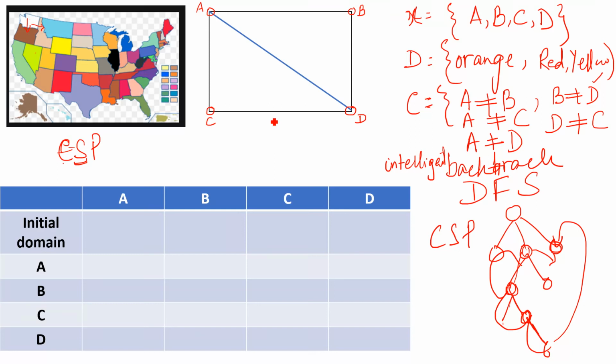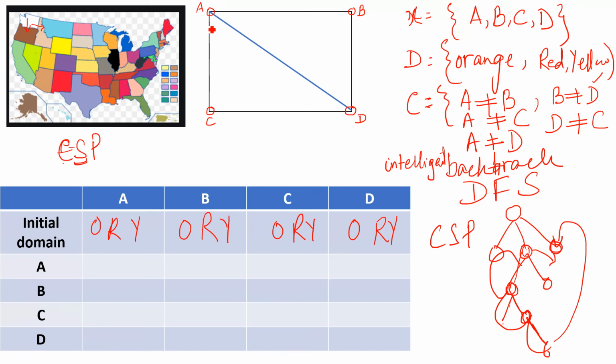Right, now we can start. Suppose this is my table. I can explain it here, but maybe you will not get it easily. That is why I made this table for you. So here are my A, B, C, D, 4 variables. Initial domain means initially I can give orange, red and yellow. Whatever color you like, you can assign to A. Same thing for B, same thing for C and D.